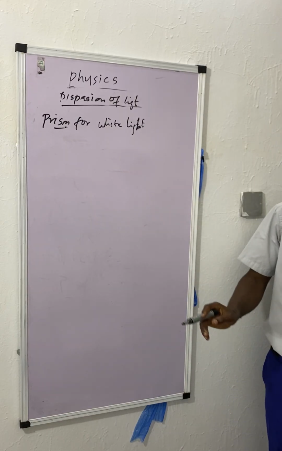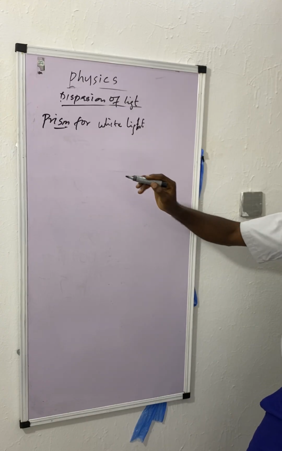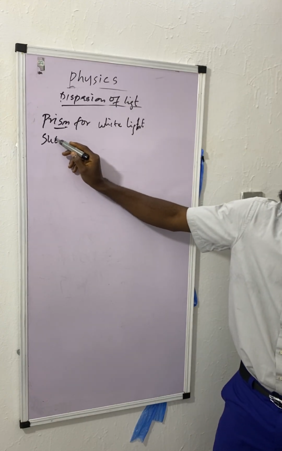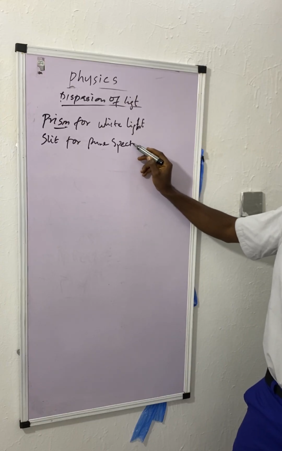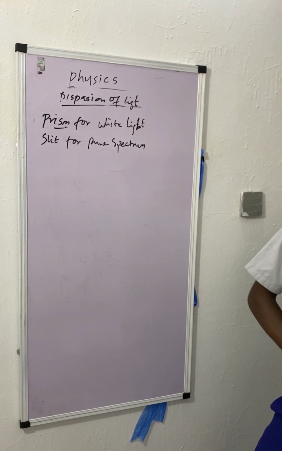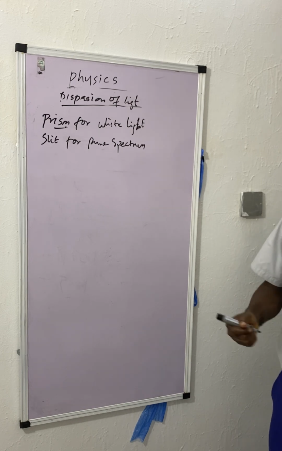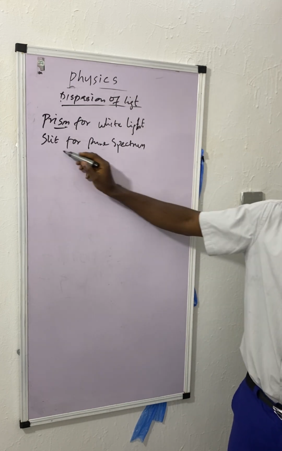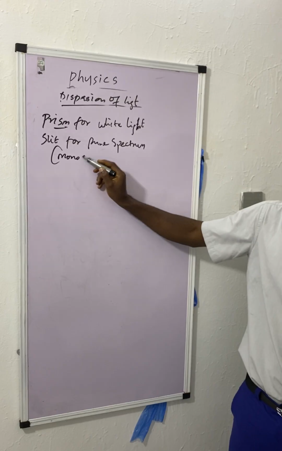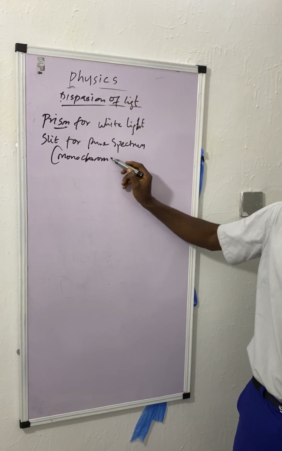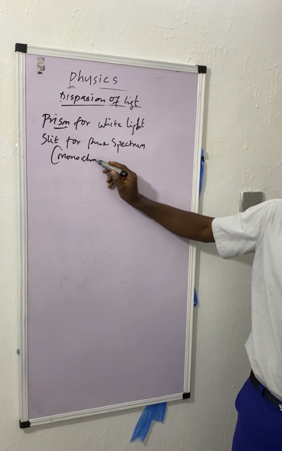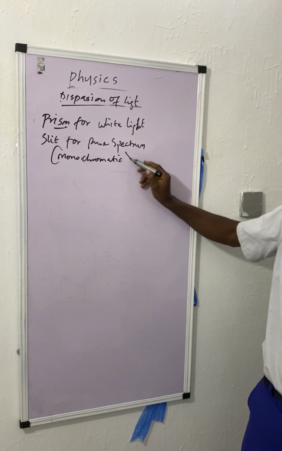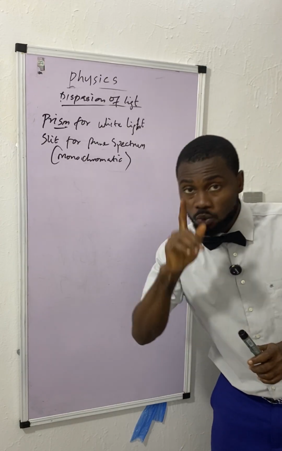For white light. Then if you want to disperse a pure spectrum, we use a slit. Use a slit for pure spectrum. That's for monochromatic light, light of one wavelength. Is it monochromic or monochromatic? Monochromatic. Monochromatic light, light with one wavelength.